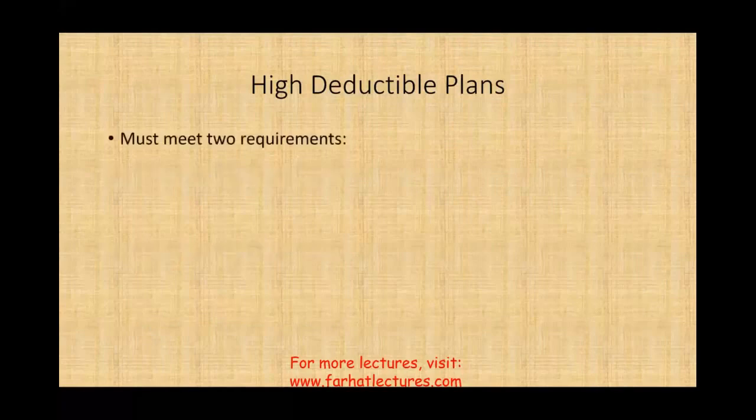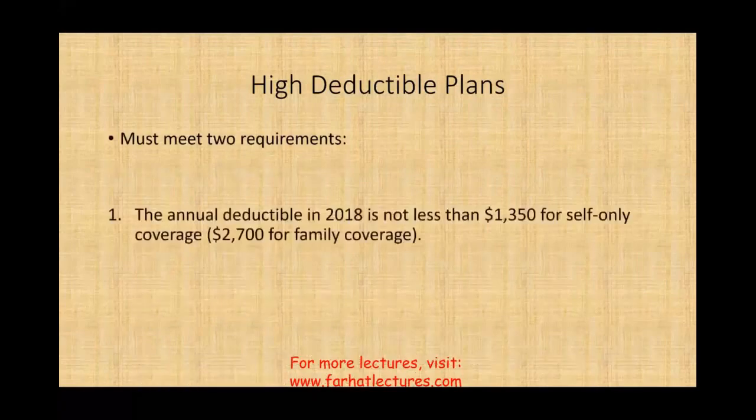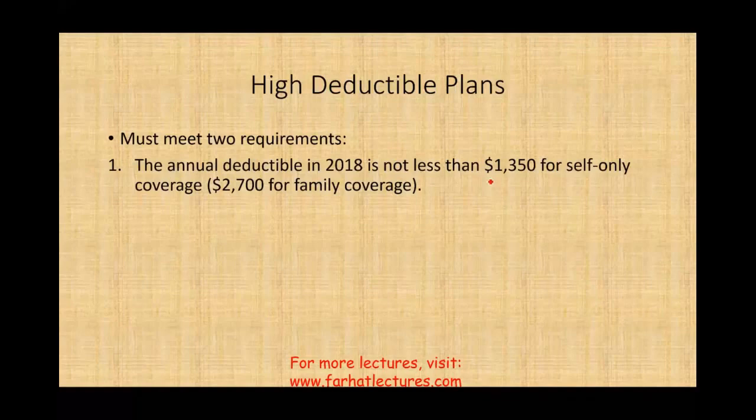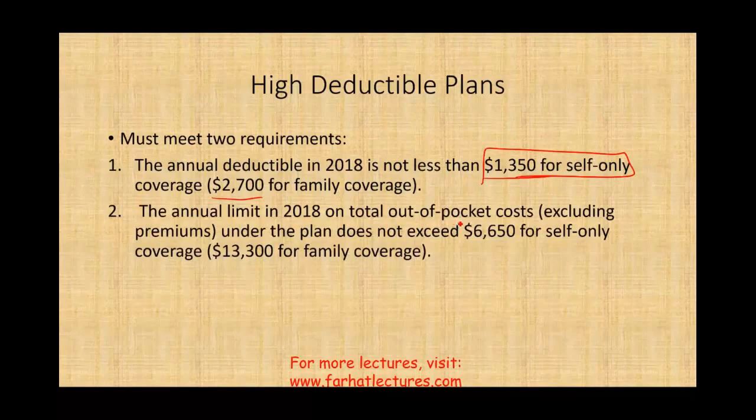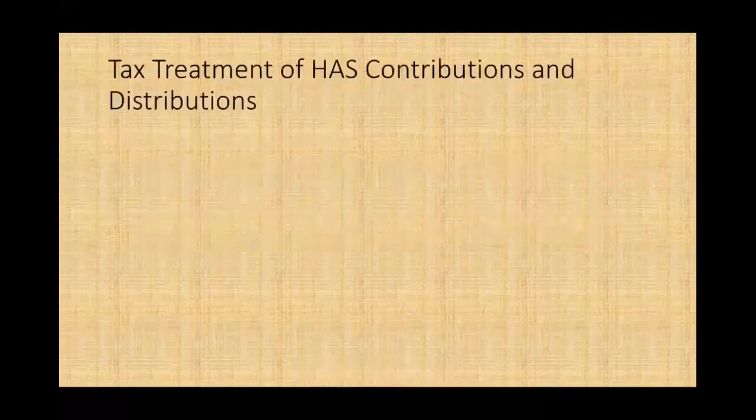So high deductible plans must meet two requirements. The annual deductible in 2018 must be no less than $1,350 for self-only and $2,700 for family coverage. So for a plan to be considered high deductible, if you're alone, you have to come up with at least $1,350, or $2,700 for family coverage. The annual limit on total out-of-pocket expenses under the plan does not exceed $6,650 for self-only and $13,300 for family. So the out-of-pocket expense cannot exceed that much. Those are the requirements to be considered a high deductible plan.